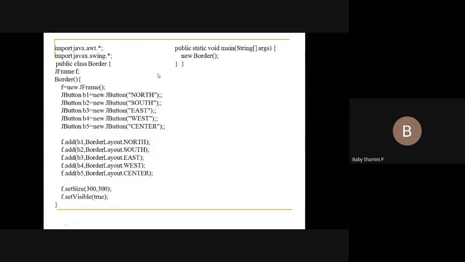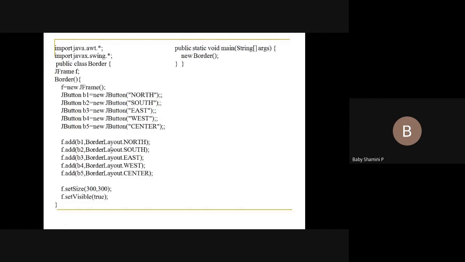From the main method, I am going to call the Border class and execute all those things. So this is a BorderLayout class. BorderLayout contains 5 different regions: north, south, east, west and center. If you want to allocate a component, we use the method add. First I create a button, and I am labeling the buttons north, south, east, west and center. Again, using the add method, I add the component into the particular region. I am setting the size, and I set visible as true.